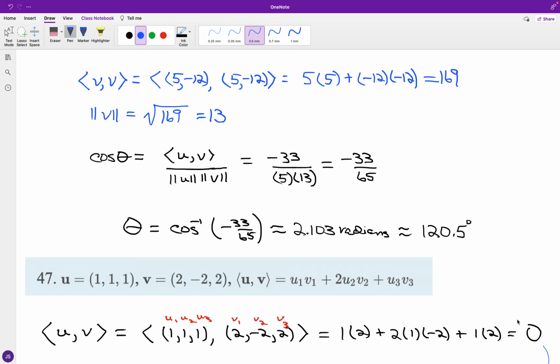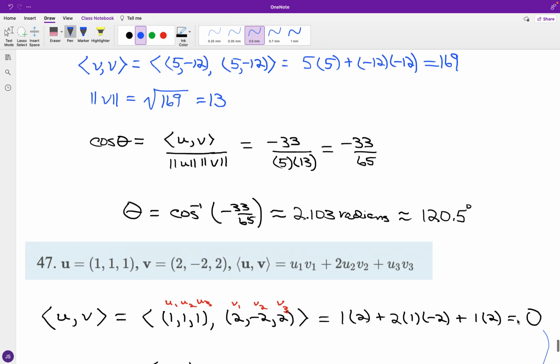Also, in R3, say u consists of 1, 1, and 1, and for v, with v sub 1, v sub 2, v sub 3, we have 2, negative 2, and 2. For the inner product of u and v, we're looking at u sub 1 v sub 1 plus u sub 2 v sub 2 plus u sub 3 times v sub 3, with u at 1, 1, 1 and v at 2, negative 2, 2.